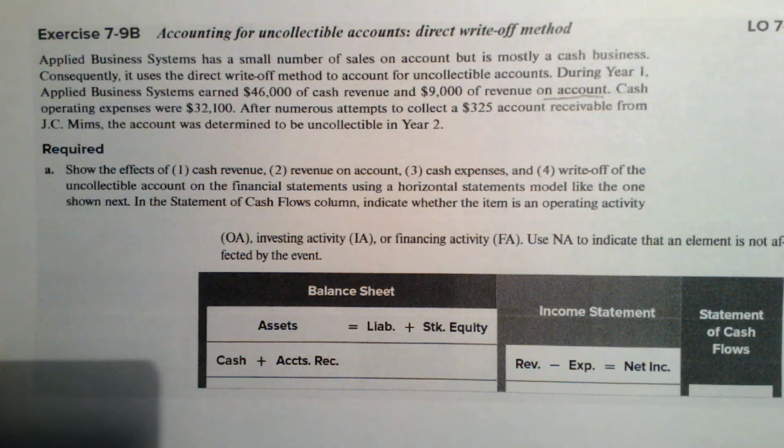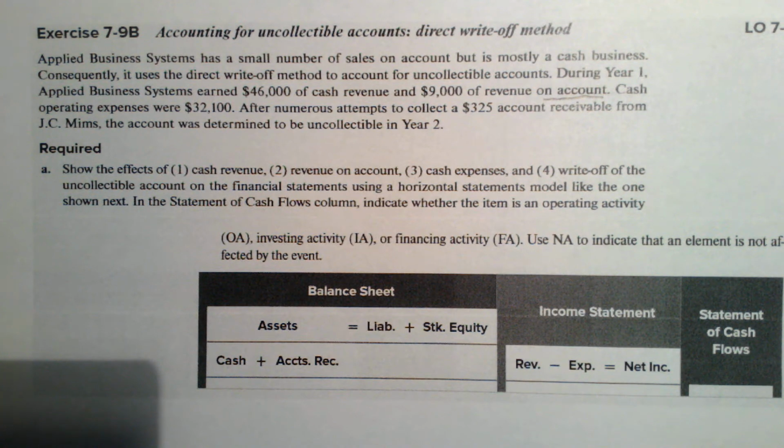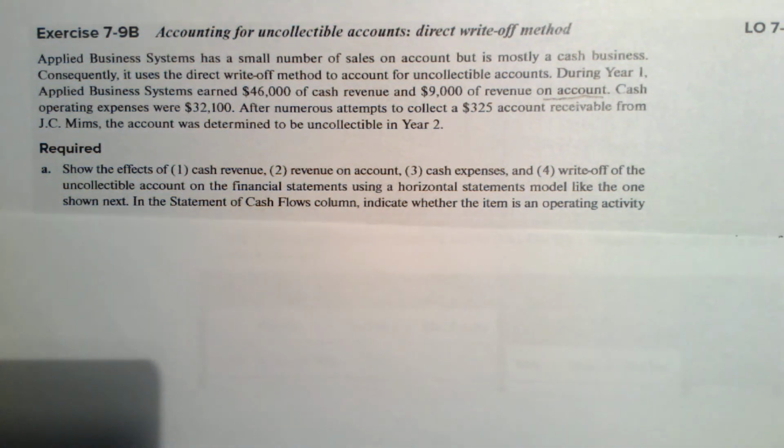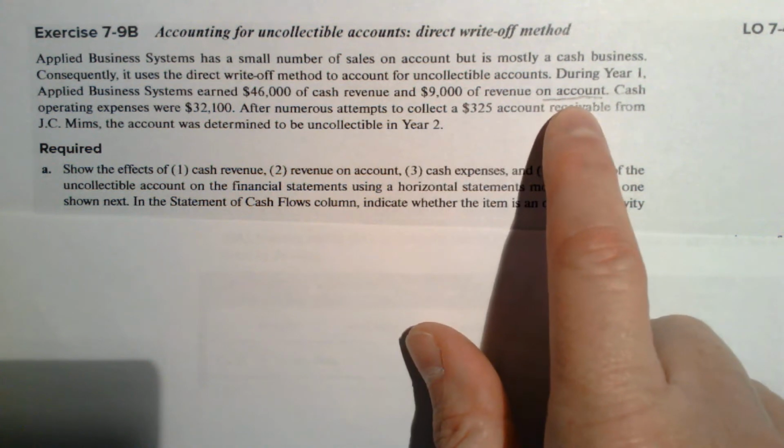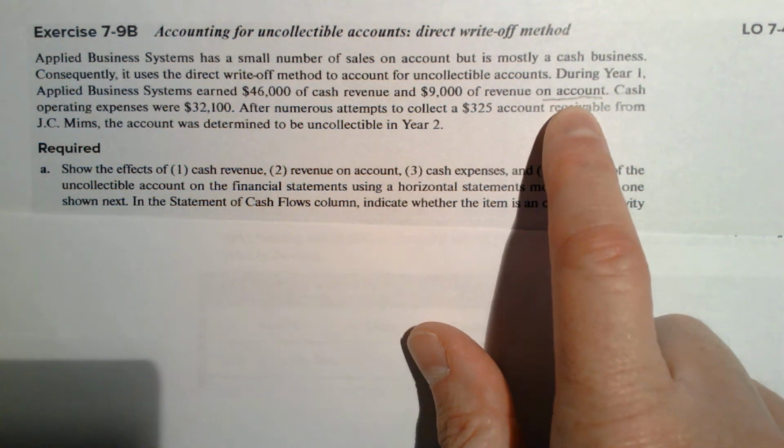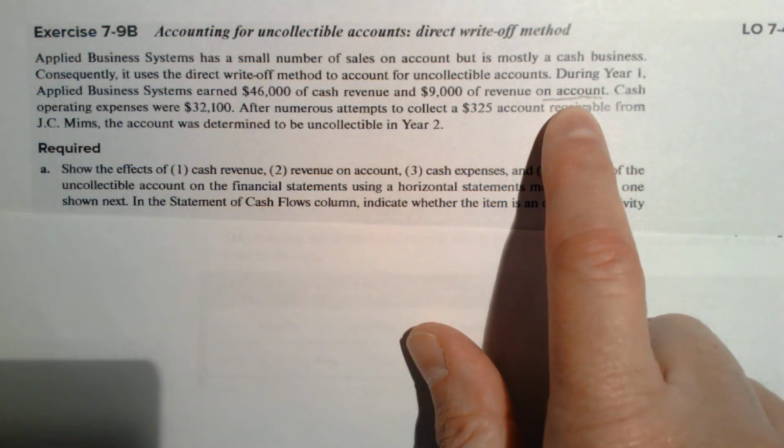Okay, let's take a look at exercise 7-9B, and that will help you with your homework. In this case, Applied Business Systems has a small number of sales on account, but they're mostly a cash business, so they qualify to use the direct write-off method, which is a bit easier. During year one, they earned $46,000 of cash revenue and $9,000 of revenue, keyword here, on account. So they've given credit to some of their customers.